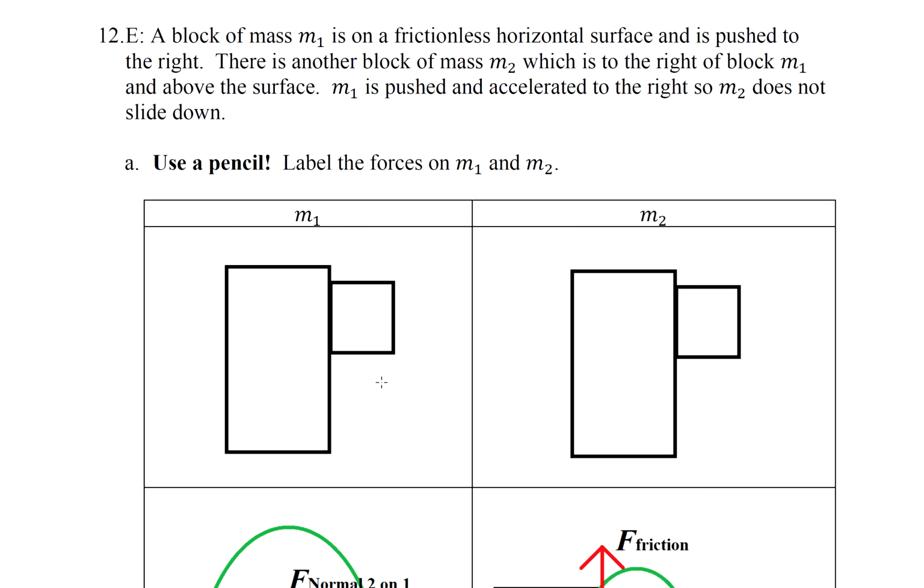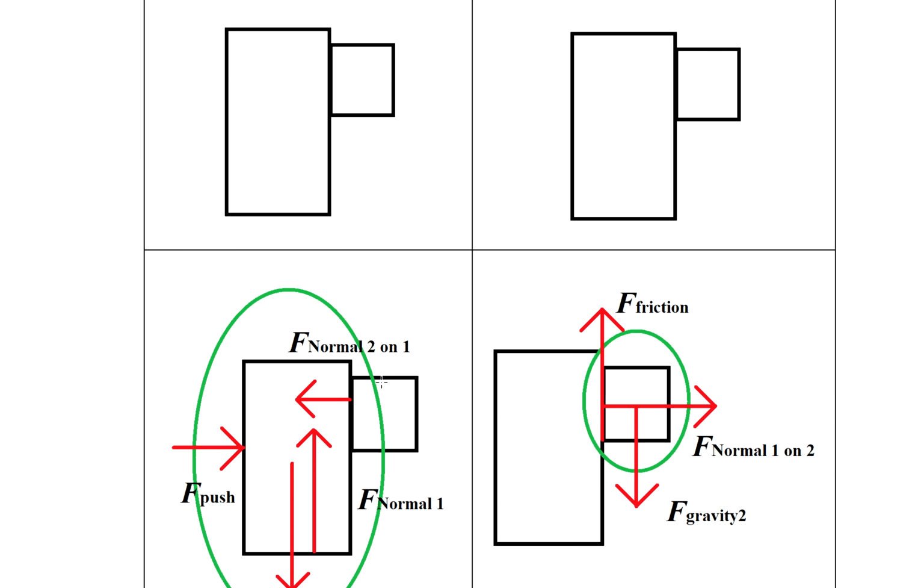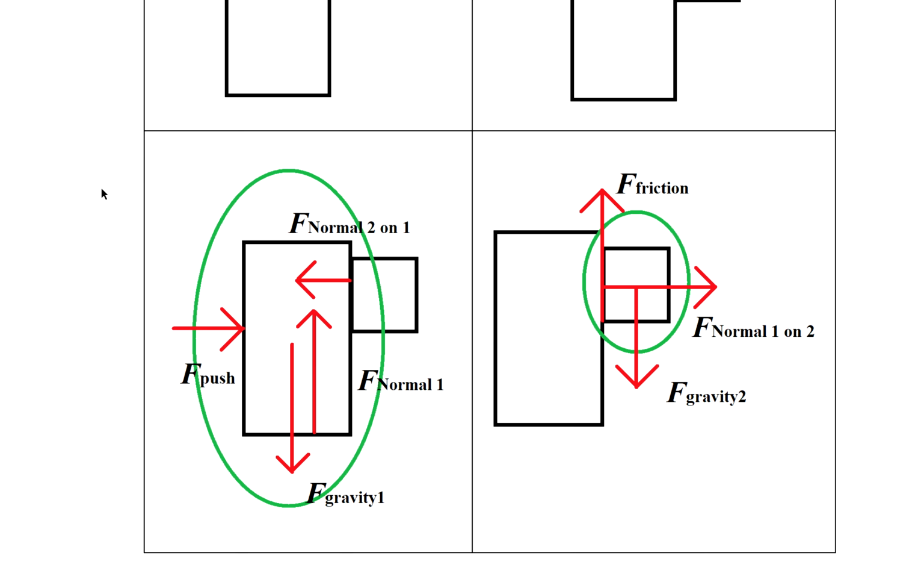So label the forces on m1 and m2. Circle the object, label the forces. So for the first image on the left, the bottom left, those are the forces on m1. And for m2, you circle the object, you label the forces.